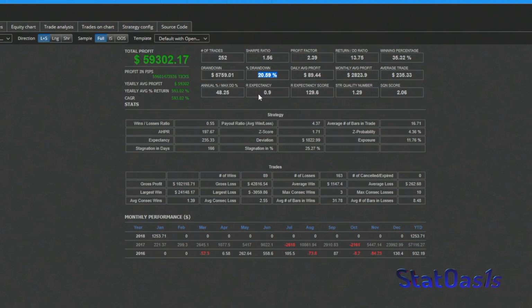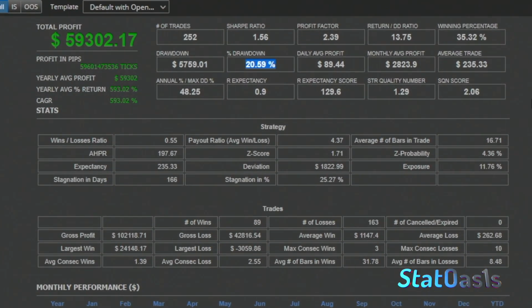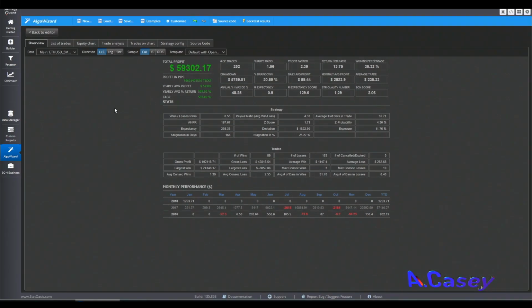Open drawdown is almost 21%. Exposure is very low. That's really good. And average trade is also really good.